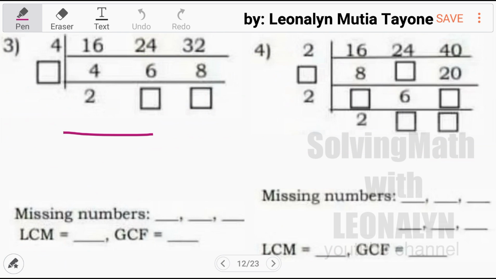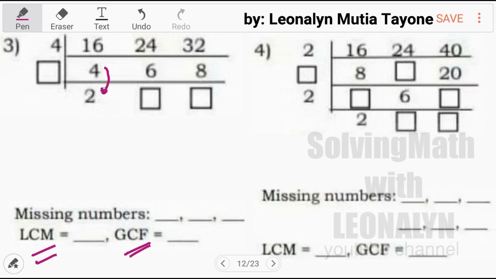Next, naglagay na talaga ako ng space. Ngayon, yung given numbers na hanapan natin ng least common multiple at greatest common factors ay 16, 24, at 32. 16, nandiyan naman lahat na 16 divided by 4 equals 4, 24 divided by 4 equals 6. So, dito tayo mag-focus sa baba.